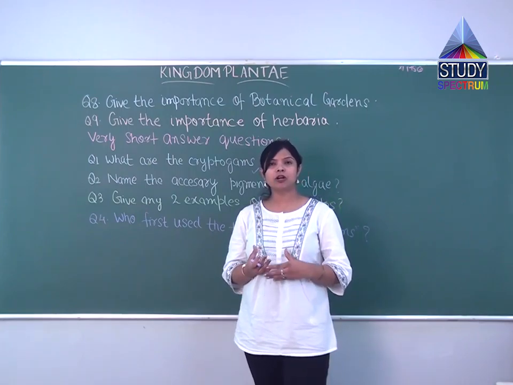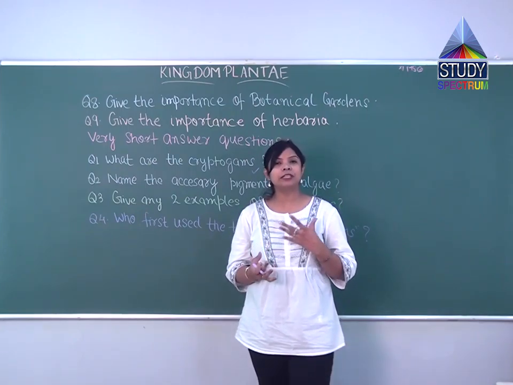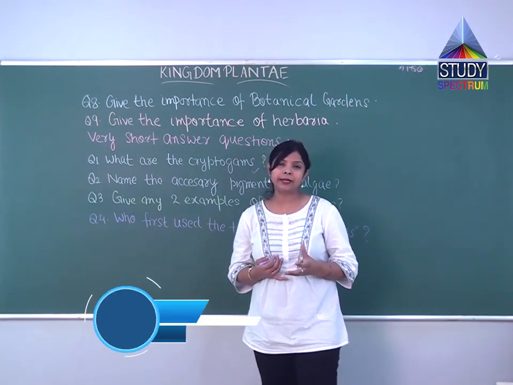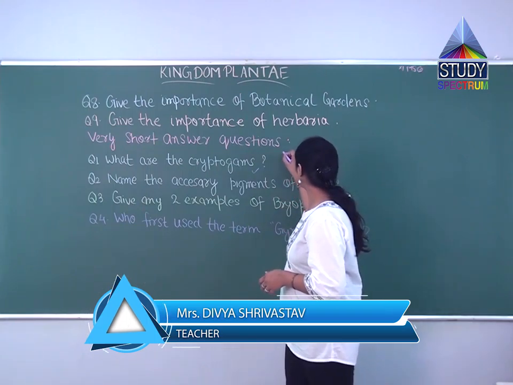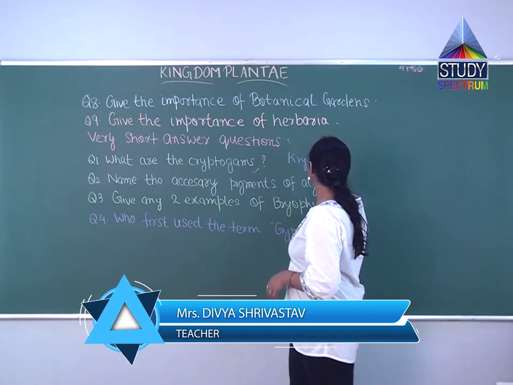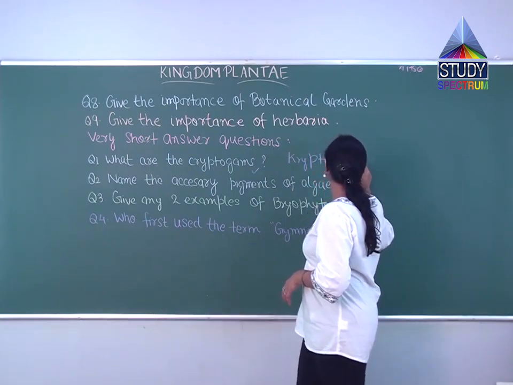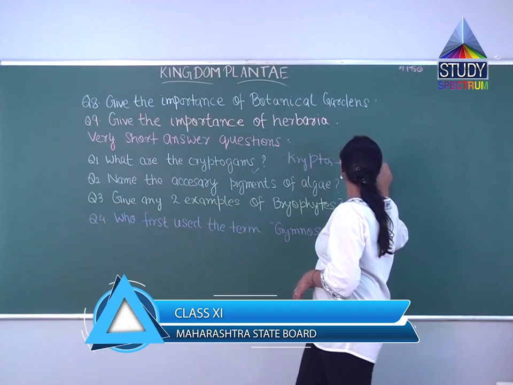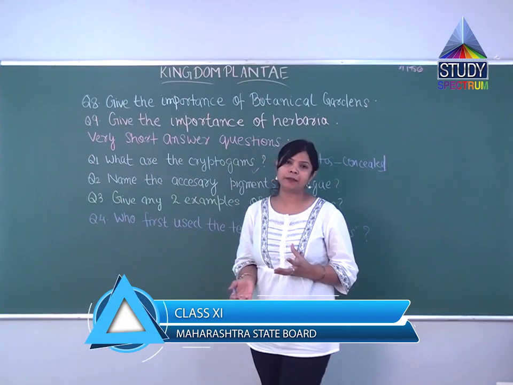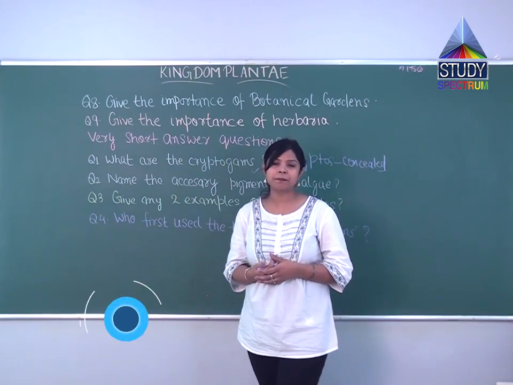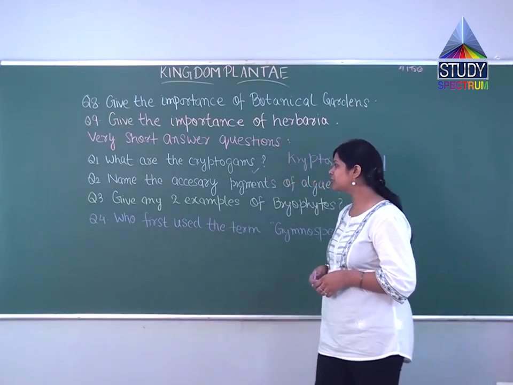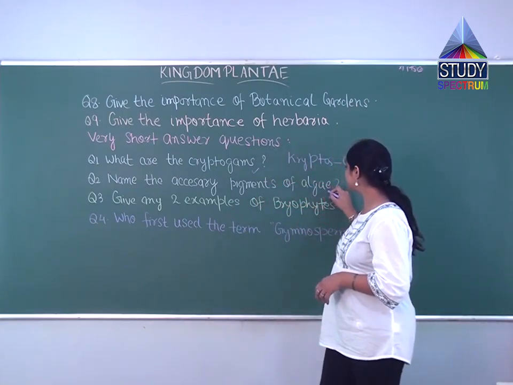Other than this, if you talk about their reproductive system, it is hidden somewhere inside, so you cannot see the reproductive system. The meaning of crypto is concealed, meaning the reproductive organ will be concealed in the cryptogams, and they are spore producing plants and they do not produce any kind of seeds.